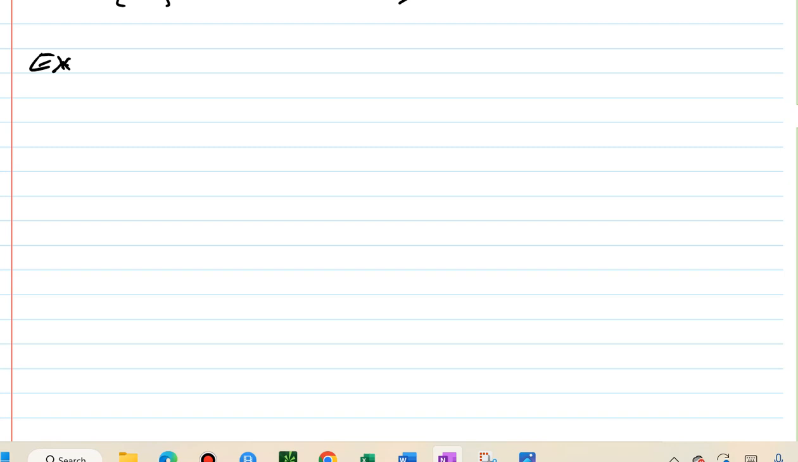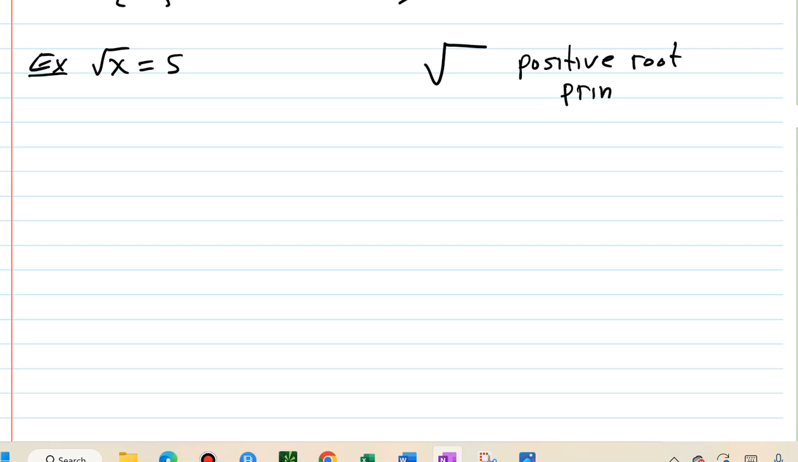So this time, radical equations. Let's say we're going to start with something simple. The square root of x equals 5. Now, if the square root of x is 5, remember the square root means the positive root. The square root symbol stands for the positive root, or principal root. Now, the square root of x equals 5. Well, to solve this, we can square both sides, and x becomes 25.